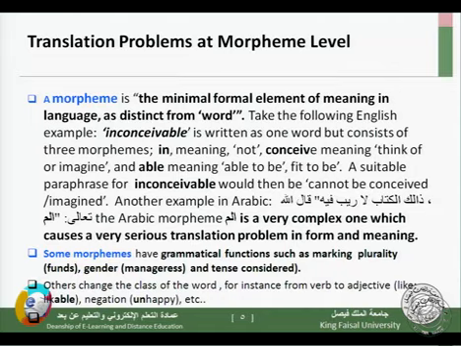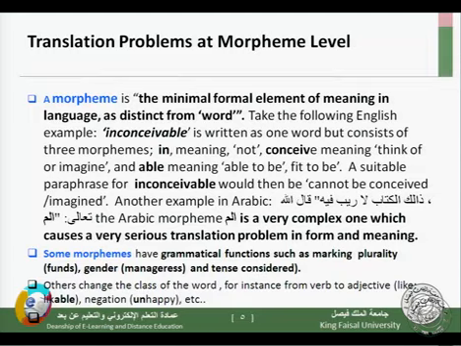So inconceivable means, if you want to have a suitable meaning or paraphrase, you can just say it means it cannot be conceived or imagined. Inconceivable, it means we cannot imagine, we cannot conceive, we cannot think of what you are saying.